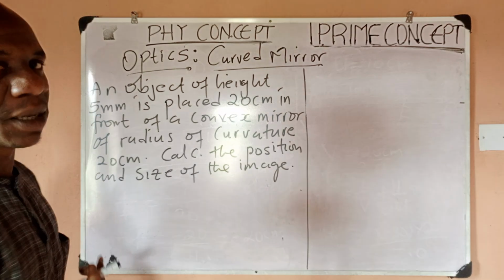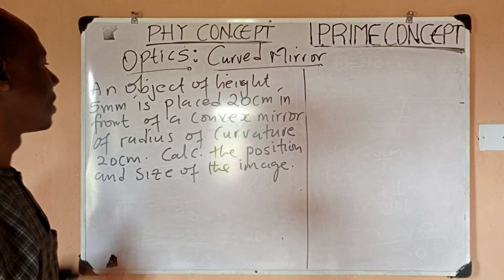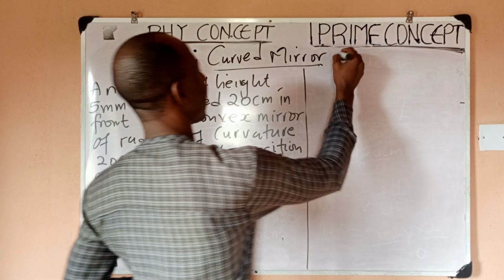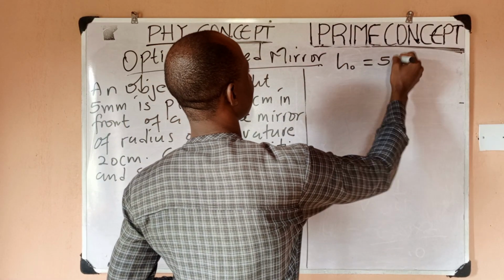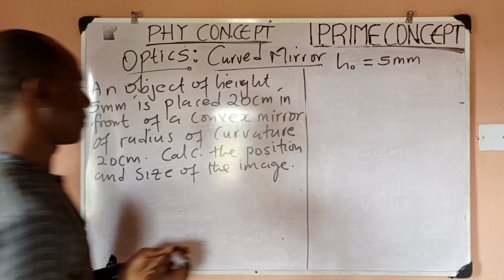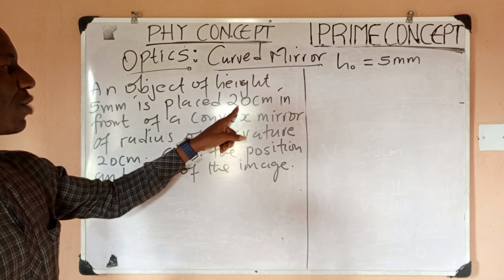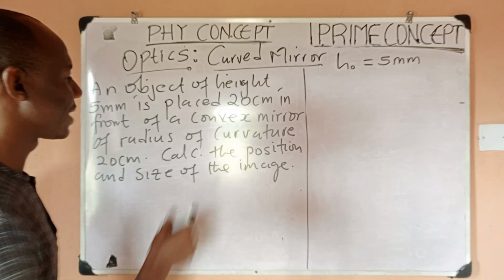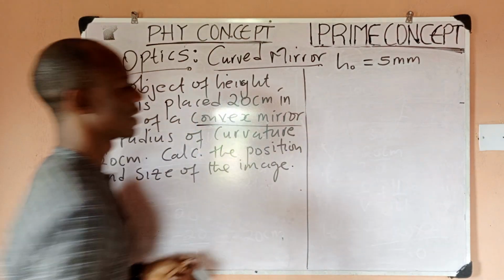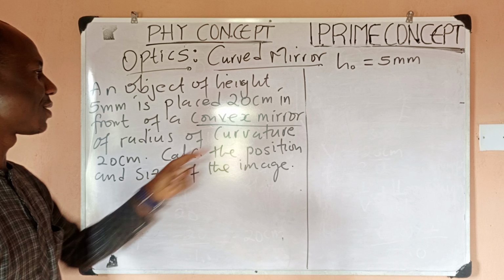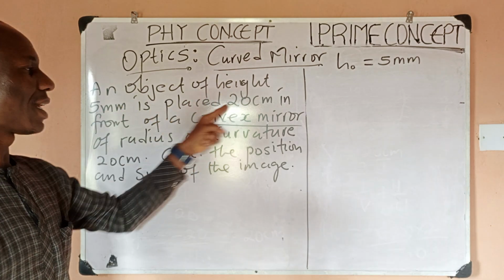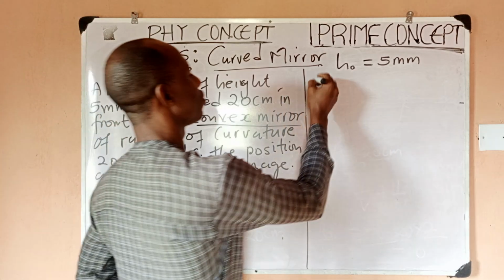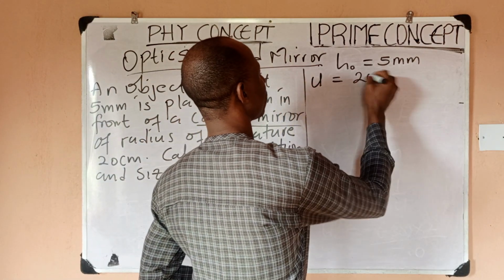Now we have a problem. Let's simply analyze this problem. The question says an object of height 5 millimeter. So the height of our object is 5 millimeter, is placed 20 cm in front of a convex mirror. So what it means is that we are dealing with a convex mirror in this case, right? So you take note of that. The object is placed at a distance of 20 cm from the mirror. So it means that our object distance u is 20 cm.